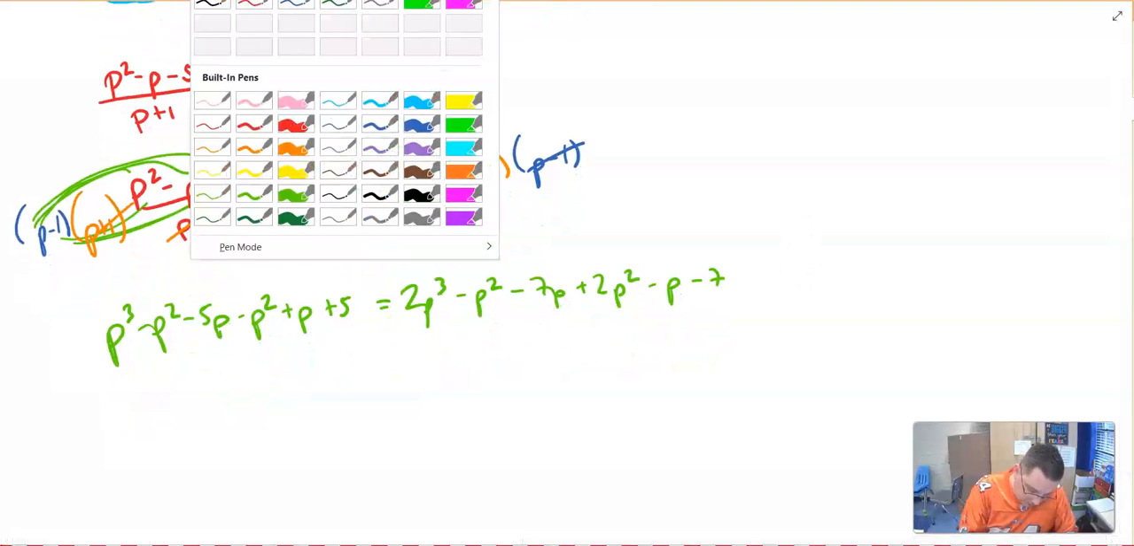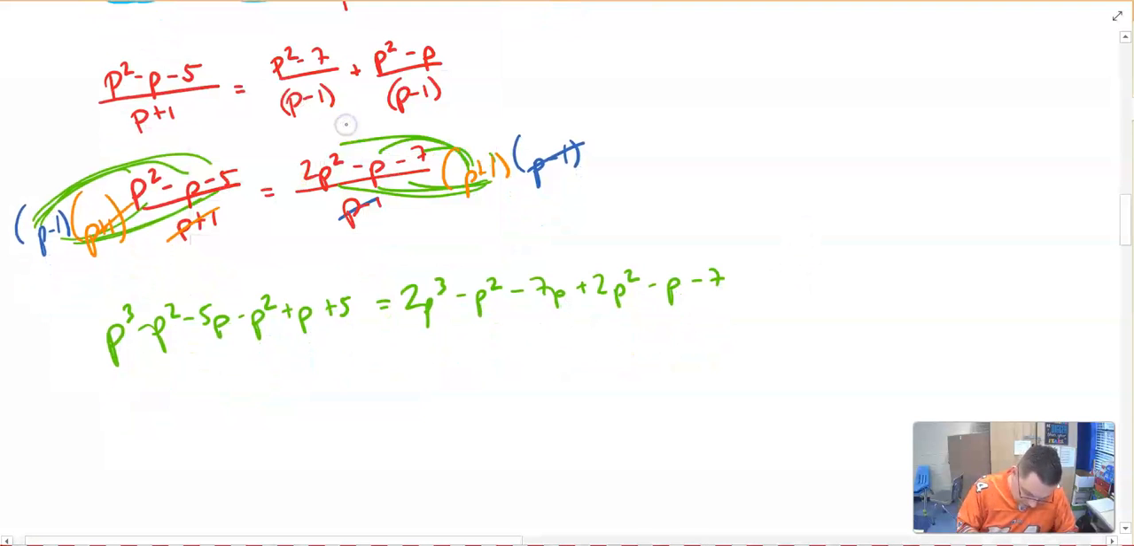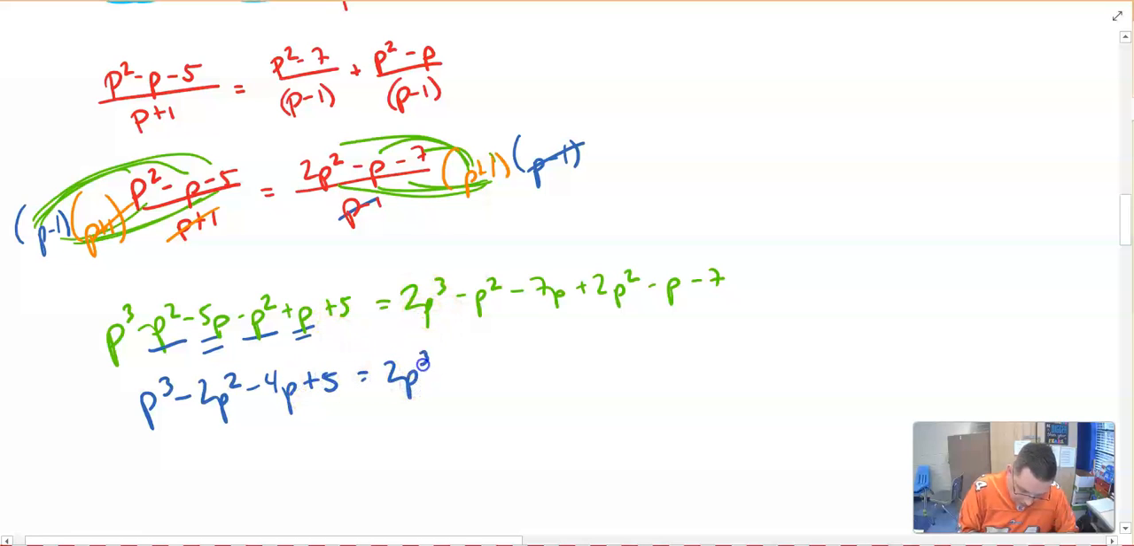Combining our like terms on each side alone first, and then we'll combine them on one side. So we're going to get p cubed. I've got a minus p squared and a minus p squared, so that's minus 2p squared. Minus 5p and plus p, so that's minus 4p. And then we've got the plus 5 on the end. On this side, 2p cubed. Minus p squared and plus 2p squared, so that's plus p squared. Minus 7p and minus p will be minus 8p. And we've got the minus 7 on the end.